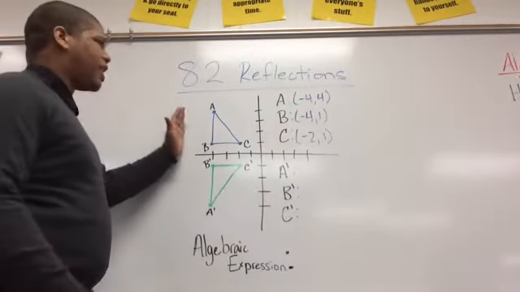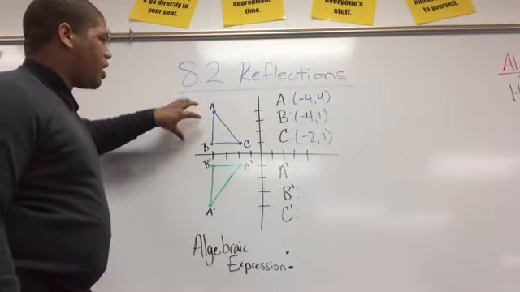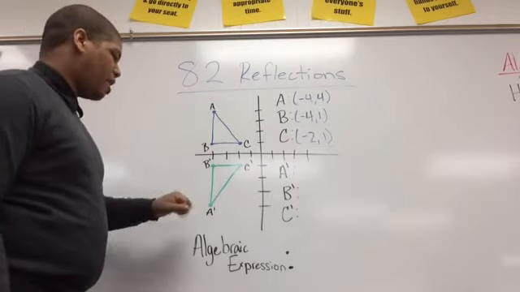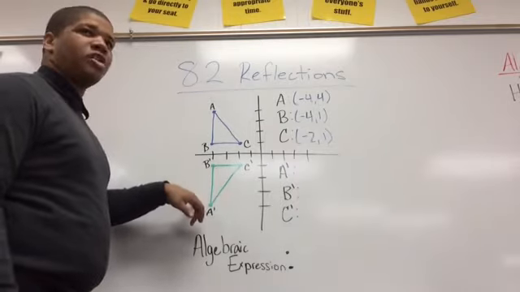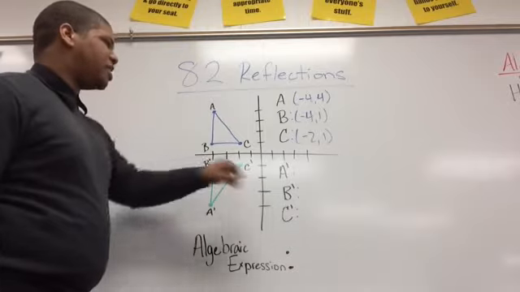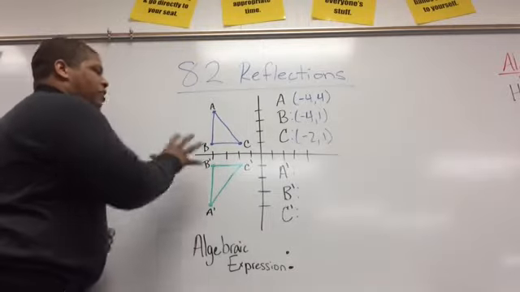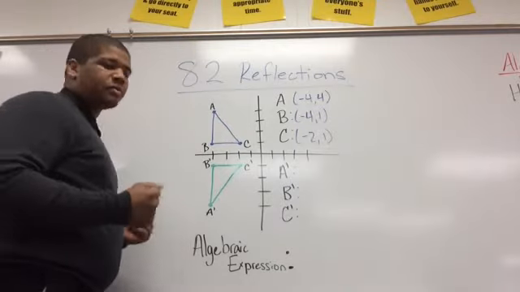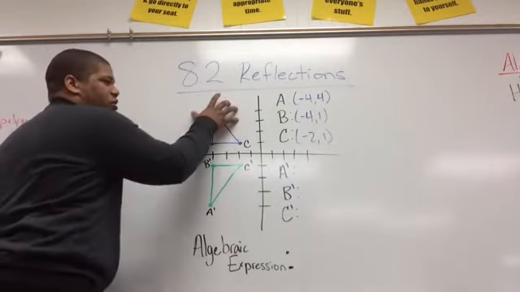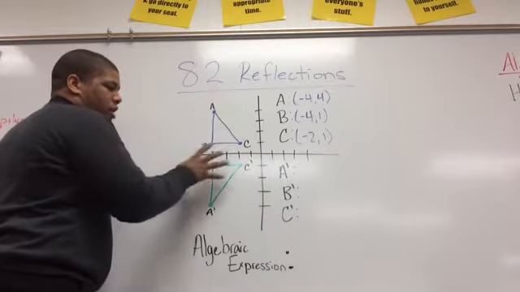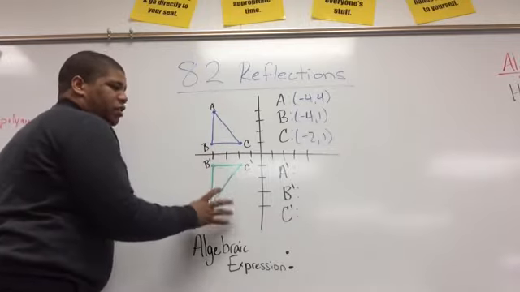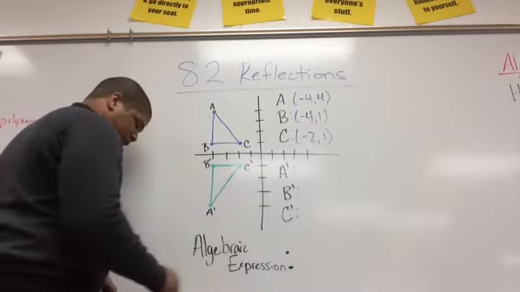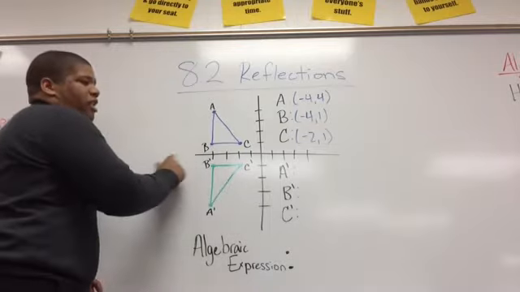Okay, so let's look at an example. I have here my original figure, which is in blue, A, B, C, and my reflected figure, which is in green, A prime, B prime, C prime. So the first thing I need to figure out is what is my line of reflection? Well, I can see here my original is above the x-axis and my reflected figure is below the x-axis. So I know that my x-axis is my line of reflection.